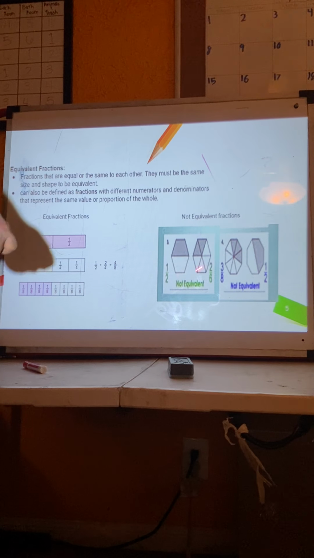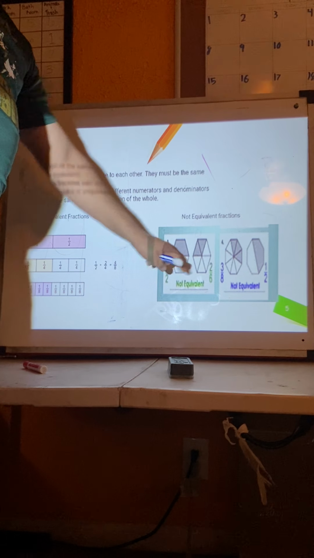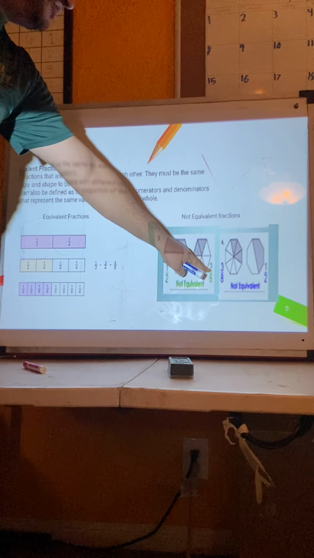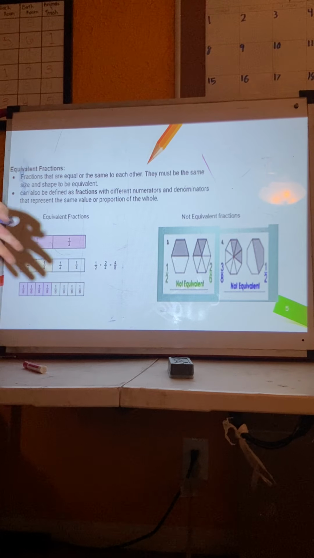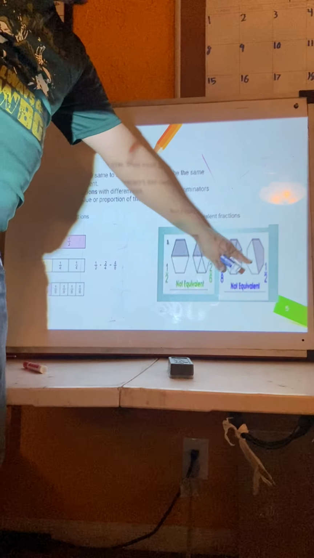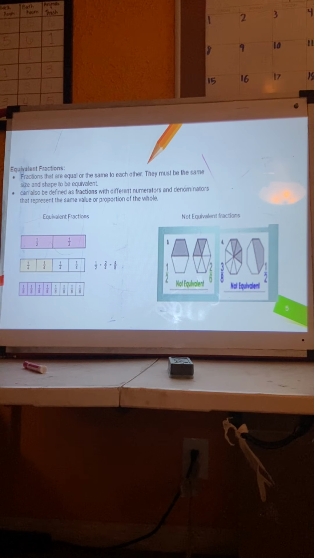I also put examples of not equivalent fractions. Not equivalent fractions look just like this. 1/2 is bigger than 2/6, so they're not equivalent. They're not equal. They're different sizes. Same thing with 3/8 and 1/2. You see how 1/2 is still bigger? So that's just a refresher on equivalent fractions. They must be equal or the same to each other.